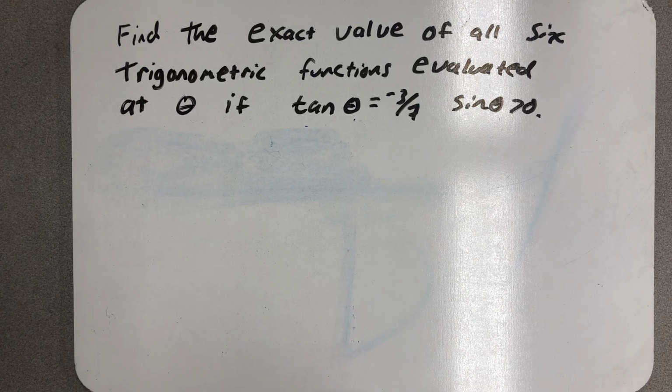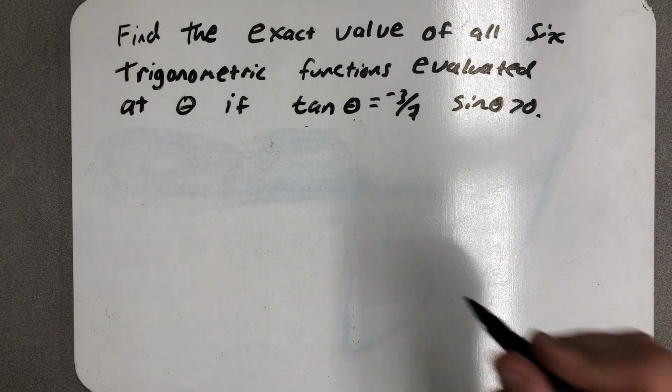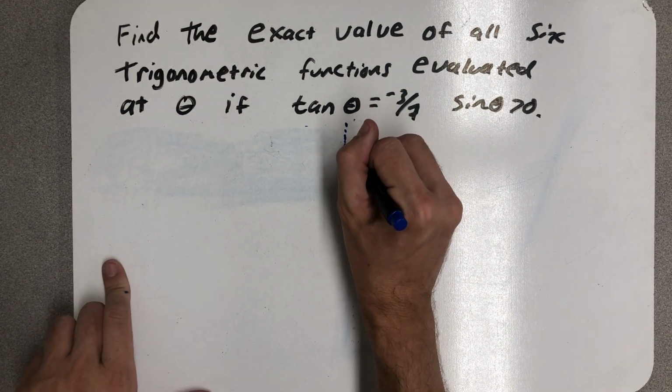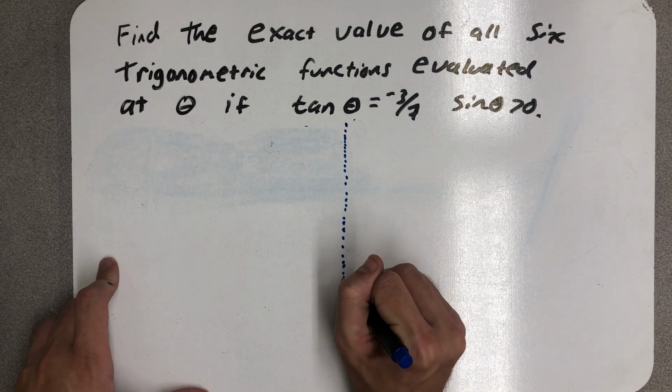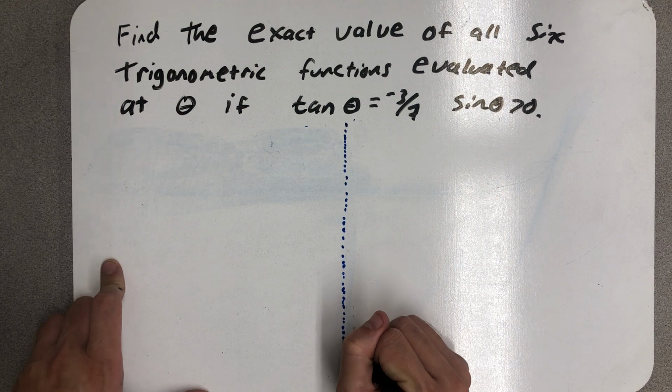Find the exact value of all 6 trigonometric functions evaluated at theta if tangent of theta equals -3/7 and sine of theta is greater than 0. Well, we're going to do exactly that. I'm actually going to do it twice. I'm going to solve this problem 2 different ways using 2 different methods, because it's always nice to have more than one strategy to solve a problem.